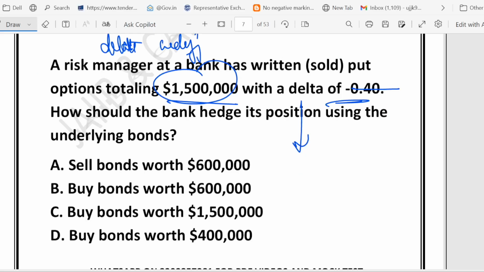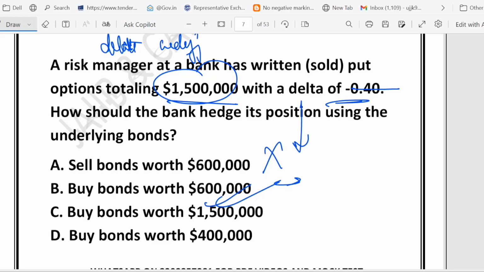If you look at the options, option A is saying sell bond worth 6 lakh. Incorrect. The correct one is to buy. Combined with the $6 lakh from the written put, the net is 0. So a small move in the bond price won't cause a first-order profit or loss.